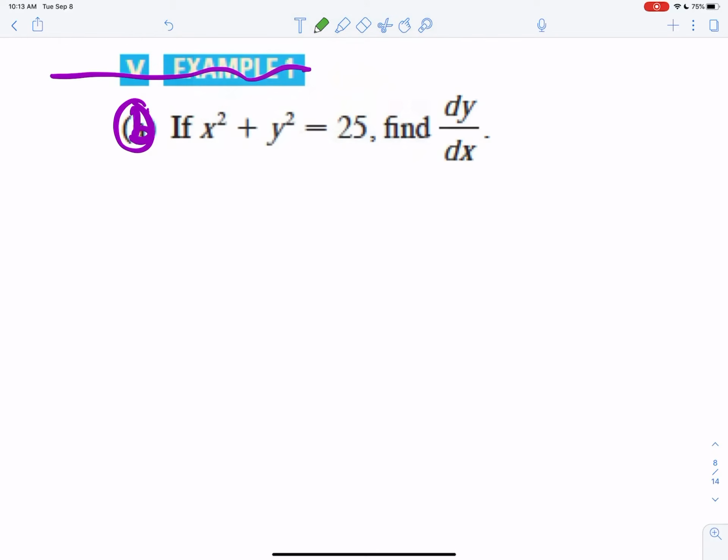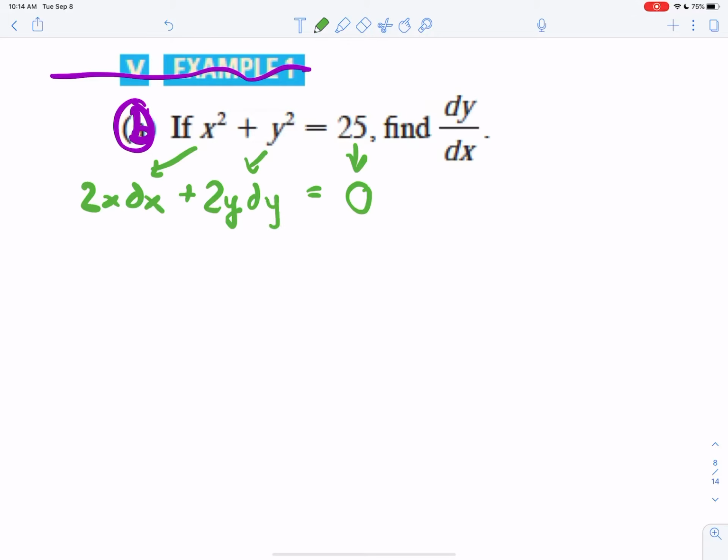First off, clearly this is implicit. We have multiple variables on one side of the equation. So we'll take the differential. The differential of 25 is just 0, no variable there. The differential of x squared is 2x with respect to x. The differential of y squared is 2y with respect to y.